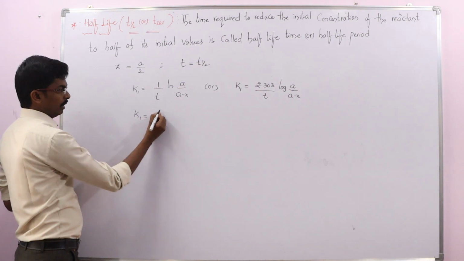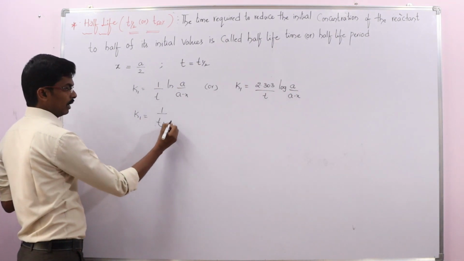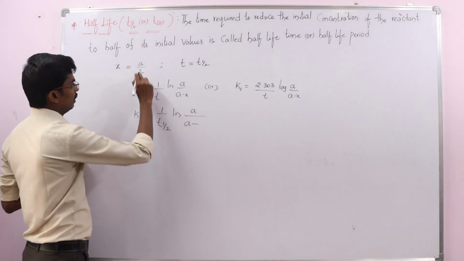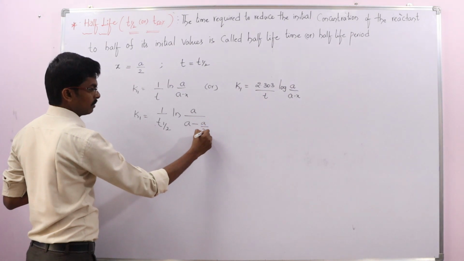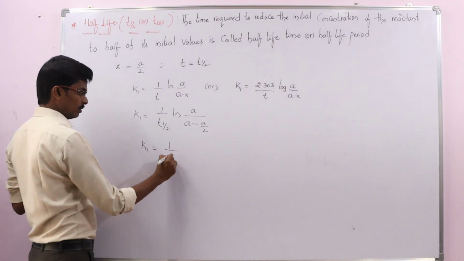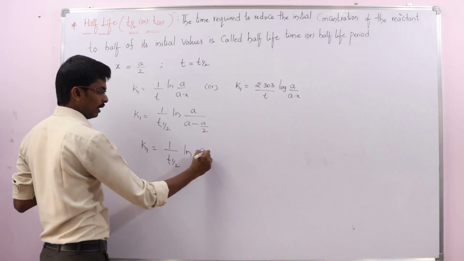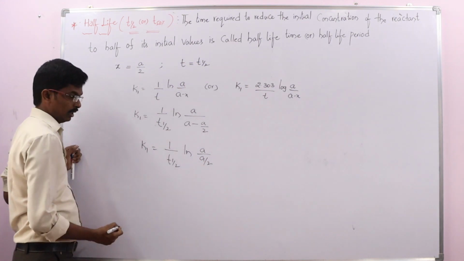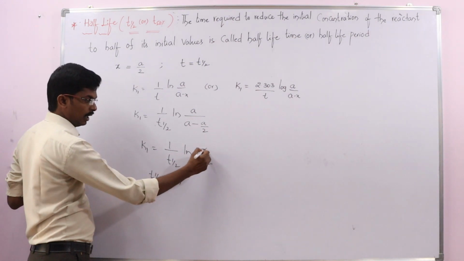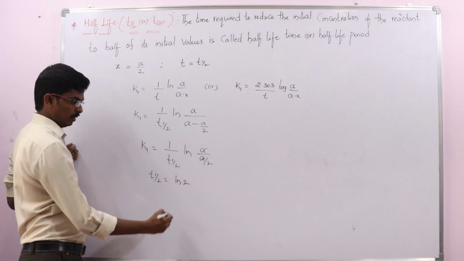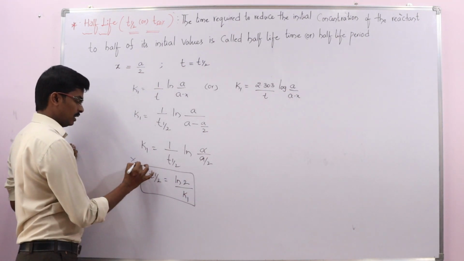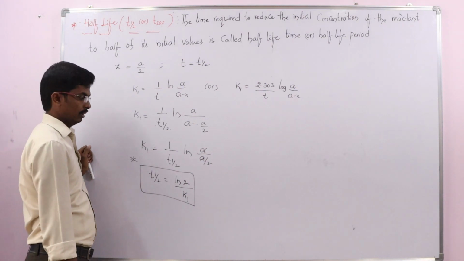So K1 is equal to 1 by T, where T becomes T of 50%, ln A by A minus X. Here X is equal to A by 2, so A minus A by 2. K1 is equal to 1 by T of 50% ln A by A by 2. So we need T of 50% is equal to ln, A gets cancelled, ln 2 by K1. So T of 50% for first order is equal to ln 2 by K1.